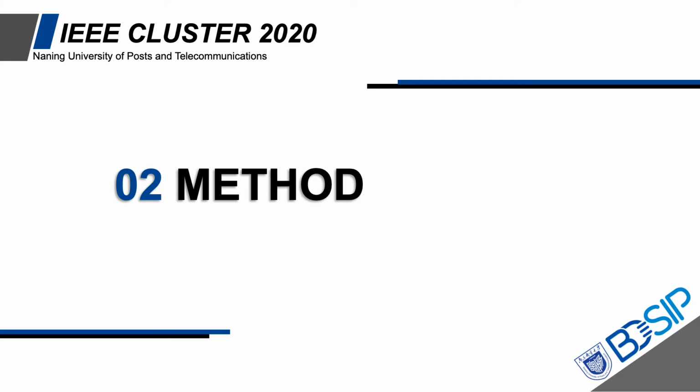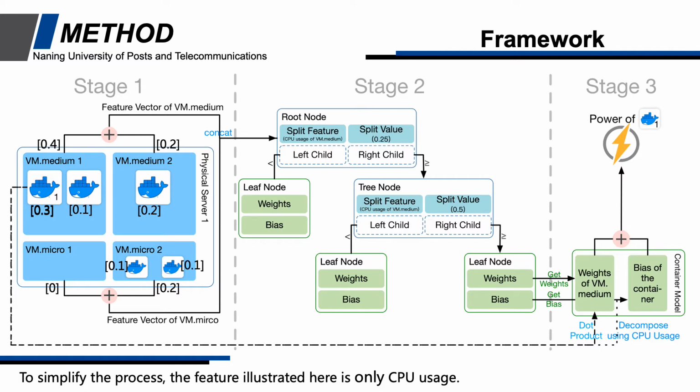Second, I will introduce the method of our model. This is the framework of our model. To simplify the process, the feature illustrated here is only CPU usage. In order to better understand our model, let's come to stage 2 first. At first glance, it's a traditional regression tree structure, but each leaf node stores the weight vector and the bias of a linear regression model. The value of weights and bias is non-negative.